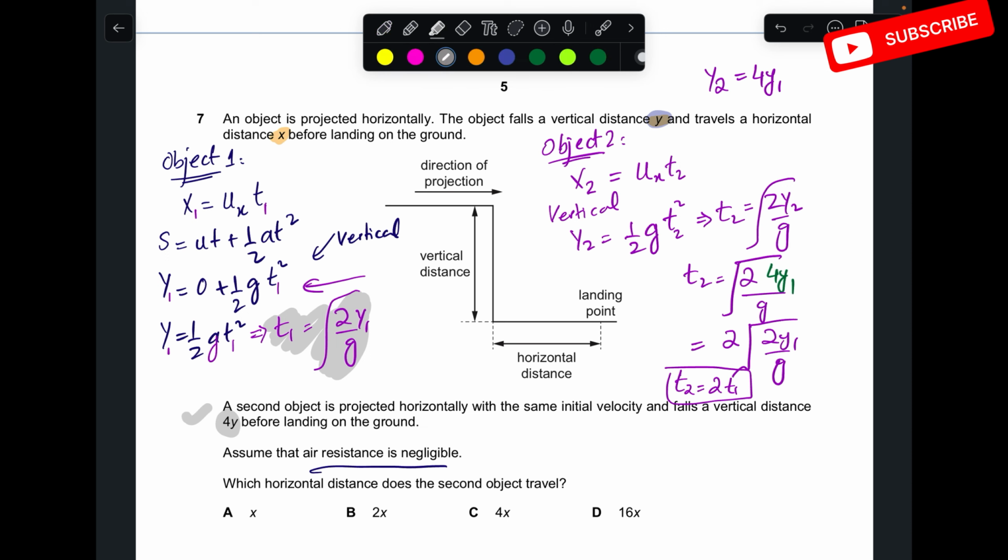Now I am going to find what we actually have to find. x2 will be equal to ux into 2t1. It gives you 2 into ux into t1, and we know that ux t1 is equal to x1. So x2 is equal to 2x1. It will cover double the horizontal distance. Option B is correct.